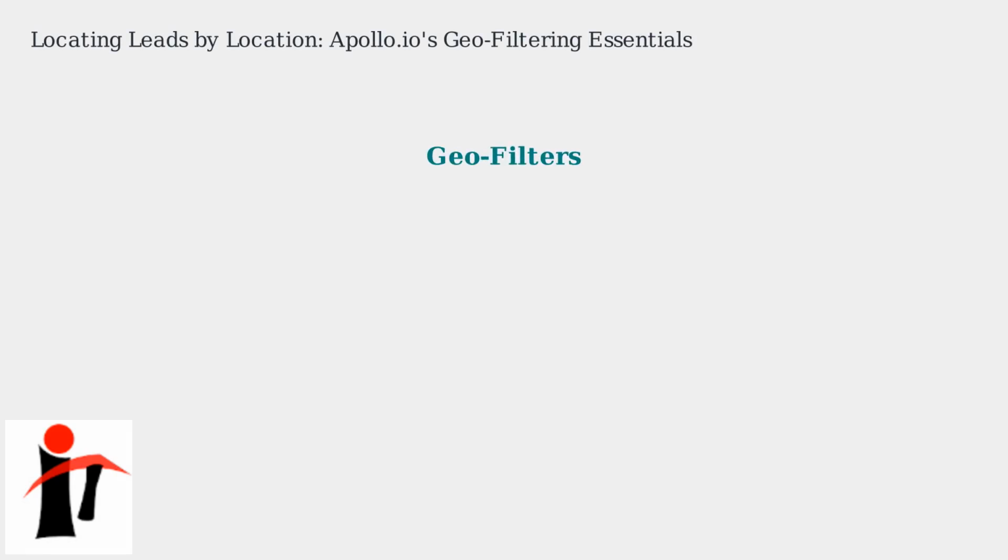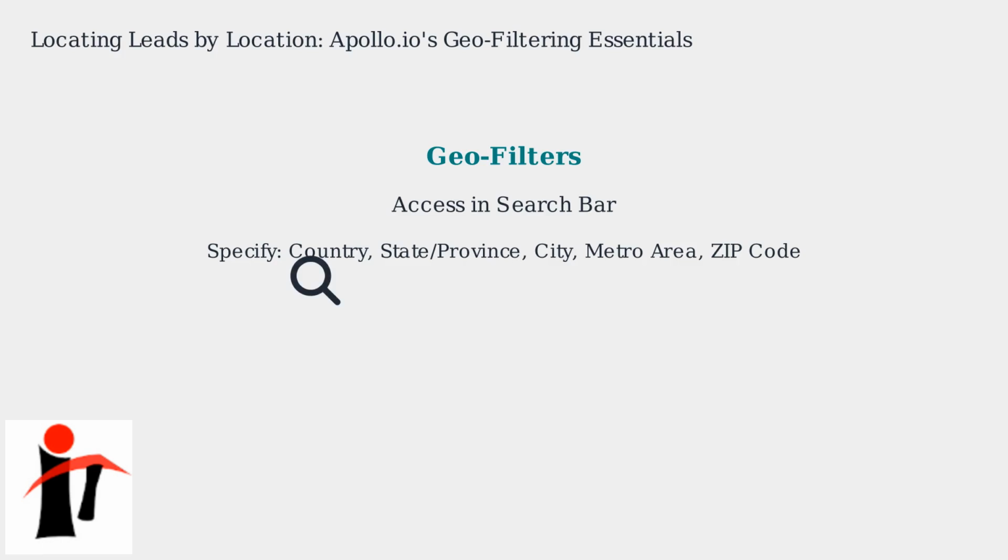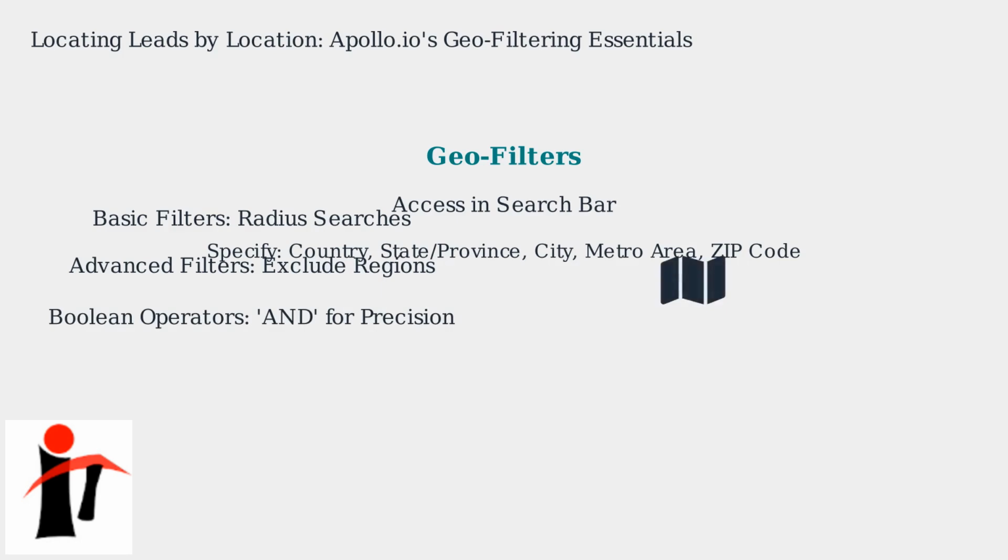Apollo.io's geofilters are your primary tool for location-based lead generation. Access them in the search bar and specify target locations by country, state, province, city, metro area, or zip code. Refine your searches using basic filters like radius searches and advanced filters to exclude specific regions. For precision, combine multiple locations with Boolean operators like AND.